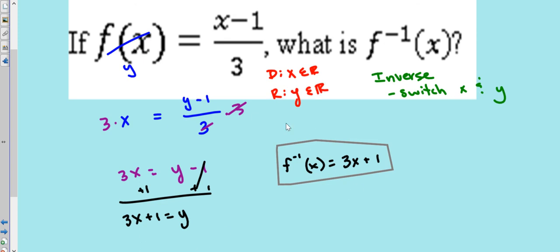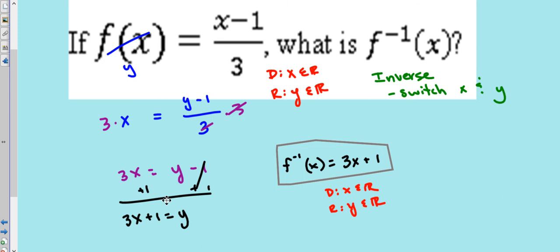Now this one, we would just switch the domain and range. So the domain and range would switch. So in this case, it would end up being exactly the same because this all reals would become this one, and this all reals would come from here. But there's many problems in pre-AP pre-cal where you're tested where it won't be that way.